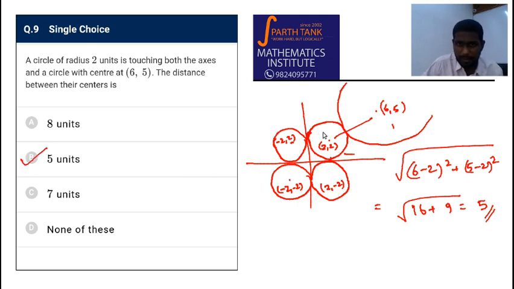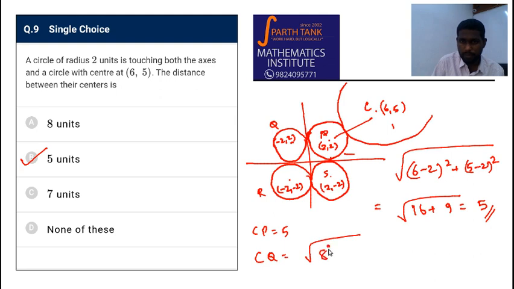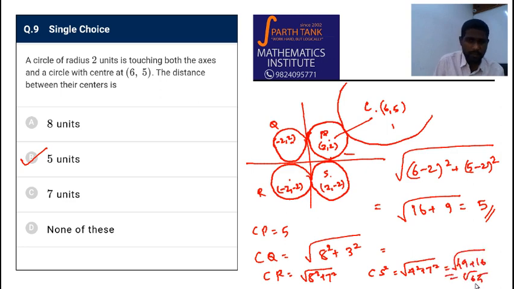For example, let us say this is C, and I'll call the centers P, Q, R, S. Now CP is 5. CQ, for example, is going to be square root of 8 squared plus 3 squared. This is not a perfect square. CR is going to be square root of 8 squared plus 7 squared, greater than 8. CS is going to be square root of 4 squared plus 7 squared, 49 plus 16, root 65. Nothing matches. So only 5 units matches. So the circle has to be like this, and the center has to be here. Of these 4 circles, it can only be this circle.